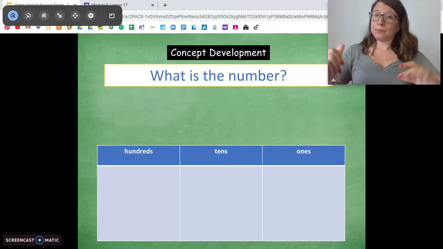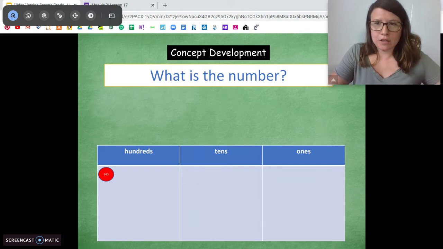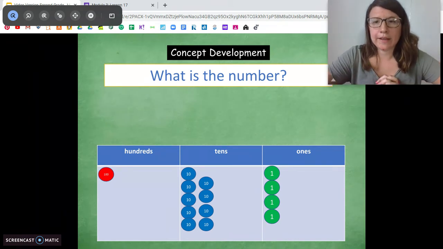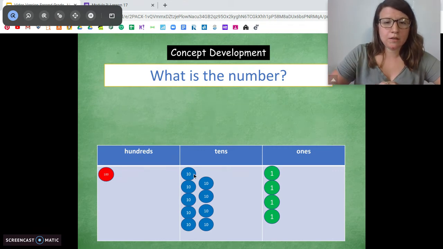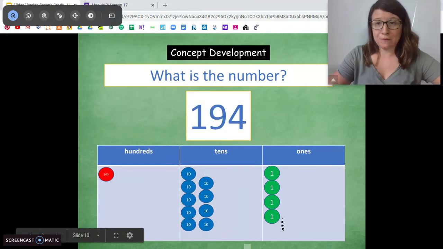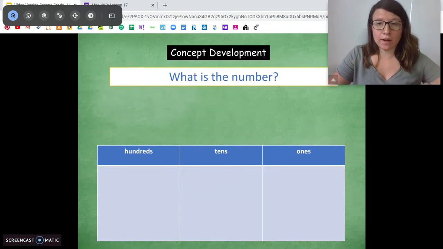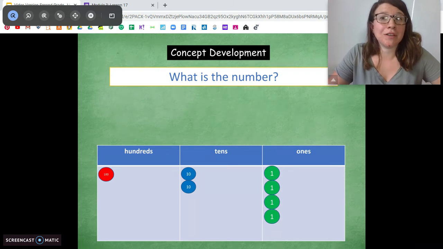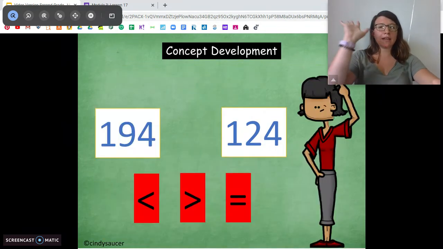Actually, I'm going to show you a number. Here we go. Go ahead and count it in your head. What number is that? And tell me out loud. 100, 110, 120, 130, 140, 150, 160, 170, 180, 190, 194. Good? All right, I'm going to show you another number. So we have 194. Count in your head. This one should look familiar. What number is this? 124, very good. So we have 194 and 124.